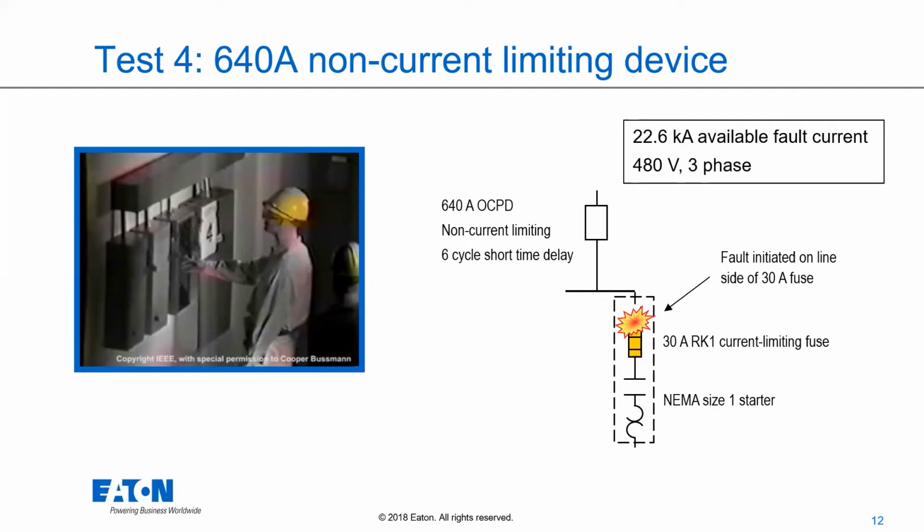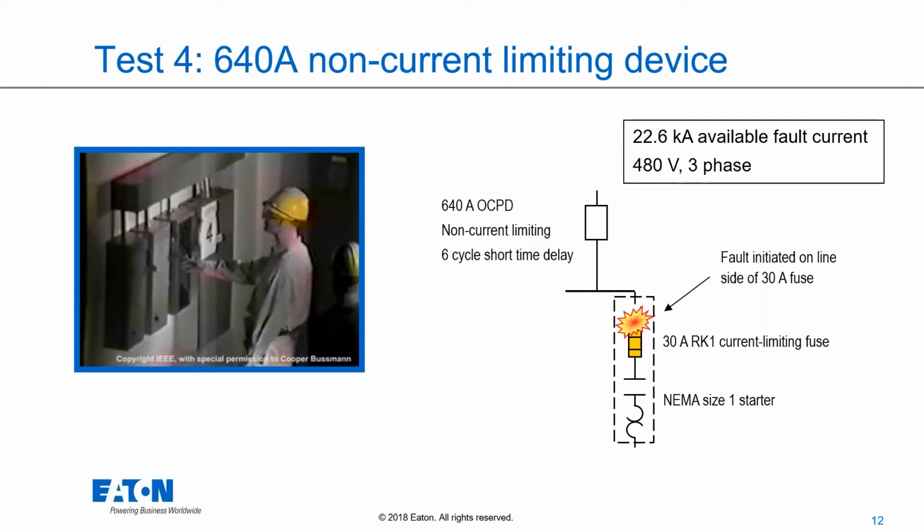So the most common place, a lot of times, like the main in a larger switchboard, would be this type of breaker, 640 amp non-current limiting, 6 cycles. And then we put a fault on the line side of a downstream breaker. So really, it's going to be the load side of that, downstream of that breaker and upstream from the next.